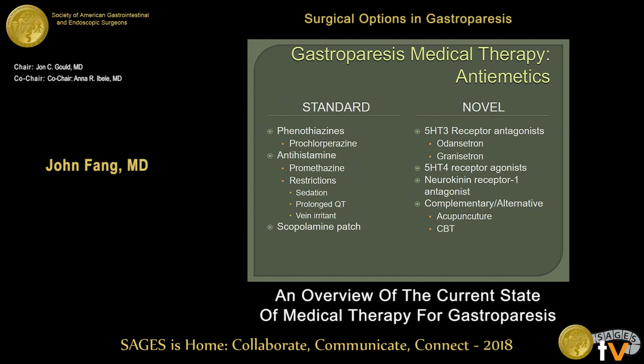So antiemetics, the standards, you can see there, phenothiazines, antihistamines, and the scopolamine patch. None of them really well tested in gastroparesis patients specifically, but we know they do work in patients with nausea. The novel ones, the 5-HT3 receptor antagonist, Zofran, ondansetron is a classic, and there's an oral disintegrating tablet from that. This granisetron, I'll show you a study on. There's also the 5-HT4 receptor agonist. There's an old drug that some of the older docs in the room will remember called cisapride, which is a great drug for this. There's neurokinin receptor antagonist.